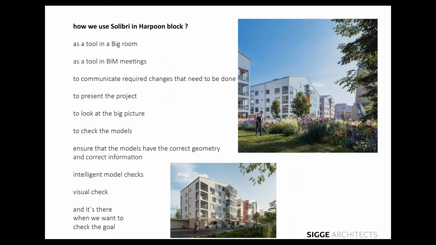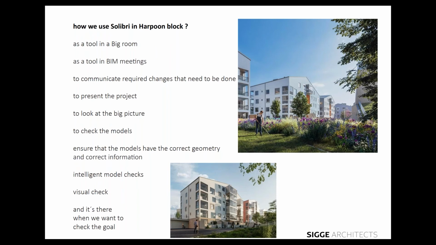So, how do we actually use Solibri in Harppuun? We use it as a tool in a big room. We use it as a tool in BIM and design meetings. With Solibri's communication tab, we communicate the changes that need to be done. We also present the project to clients, stakeholders, and residents. With the combined model, we look at the big picture.